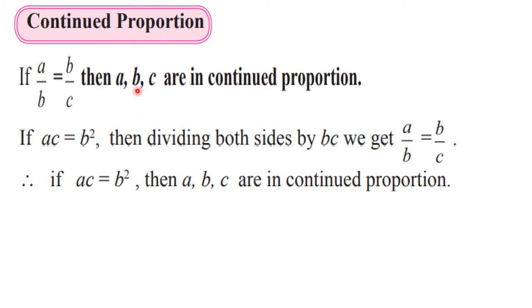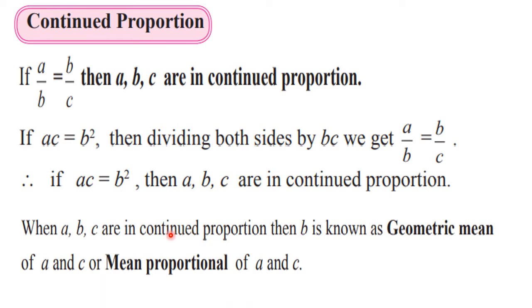And as I said, B is called the mean proportional of A and C. And then we can say that mean proportional square or geometric mean square is the multiplication or product of extremes. So when A, B, C are in continued proportion, B is known as the geometric mean of A and C, or it is also called the mean proportional of A and C. Then we saw the solved examples based on that, and afterwards we moved towards the K method.